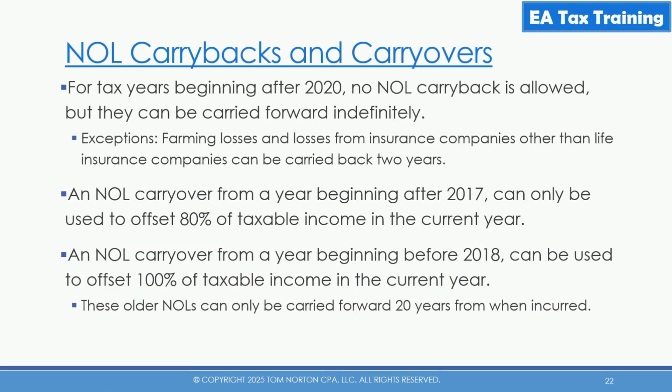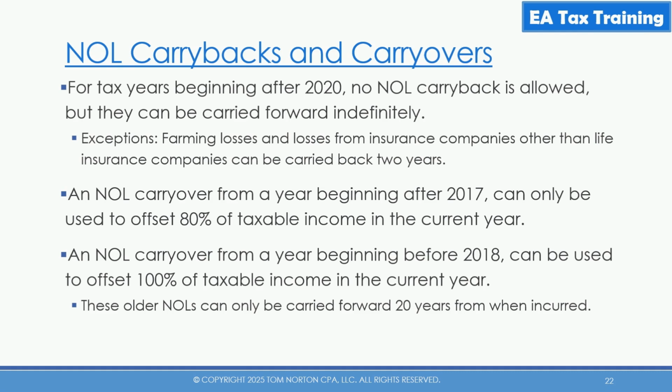For tax years beginning after 2020, no NOL carryback is allowed, but they can be carried forward indefinitely. But there is this exception. For farming losses and losses from insurance companies other than life insurance companies, they can be carried back 2 years. So all other taxpayers cannot carry back their losses at all. However, all taxpayers can carry them forward indefinitely.